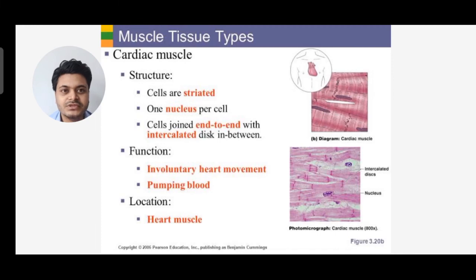So let's see about the functions. Their involuntary heart movement. Alright, previously the skeletal muscles were voluntary muscles, but here in the cardiac muscle they are involuntary muscles. That means they are not according to our will. They continue to function day and night from birth till death, and their function is pumping of blood and the location is heart muscle. Alright, so they are involuntary movement.